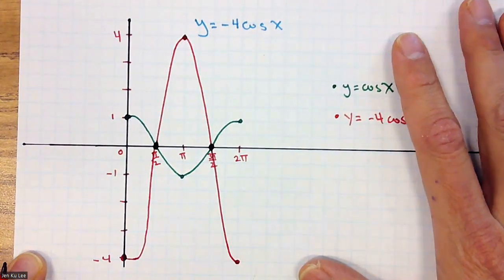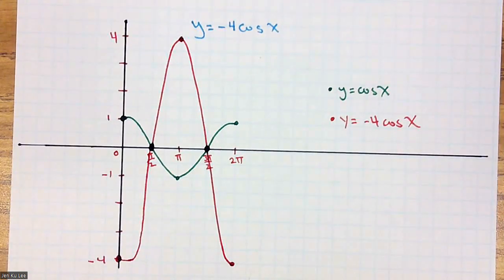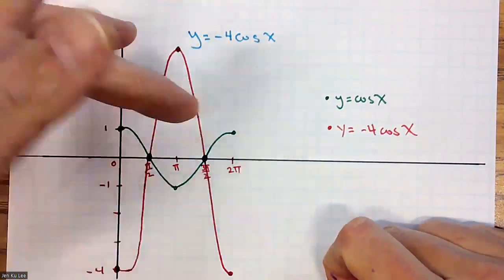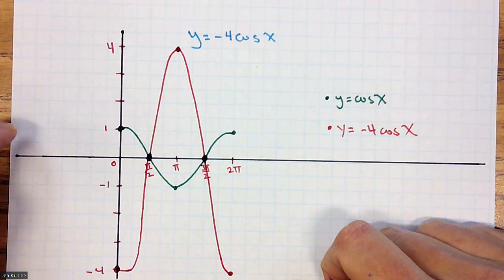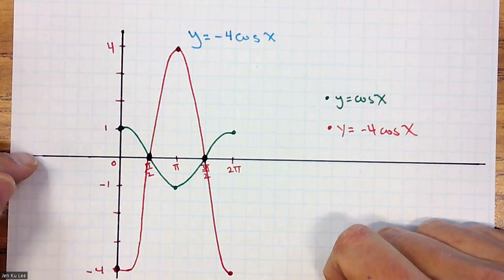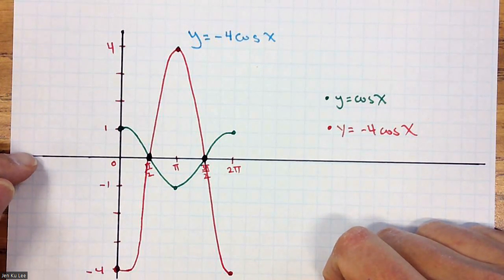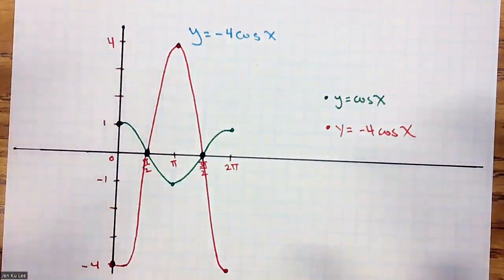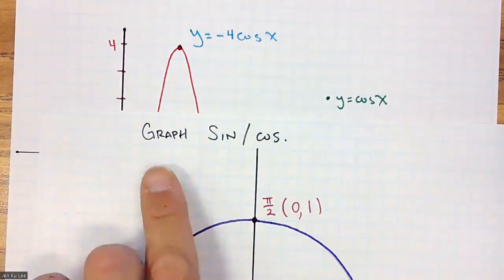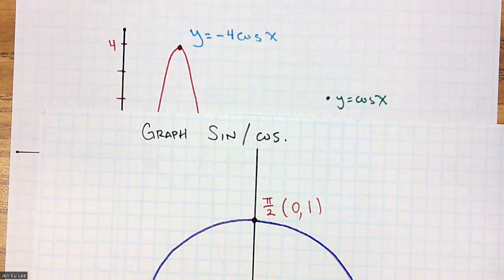Okay? So again, it's a vertical stretch and a reflection. You guys see the reflection? Yeah? You guys see how it flipped and then it stretched? Okay? Pretty easy. Questions on this? That is the lesson for today, class. I just want to give it to you guys in increments. This is graphing sine and cosine.